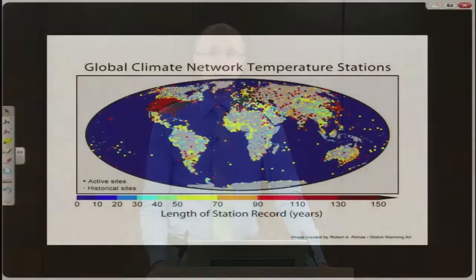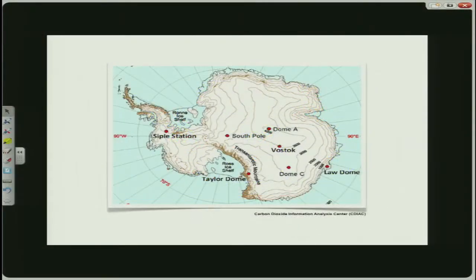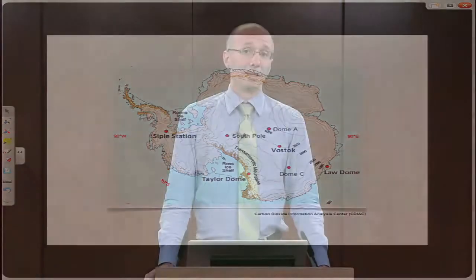What if we wanted data going back further? Where could we look? Well, one place we can look is ice. So this map of Antarctica shows several places in Antarctica where ice cores have been drilled to look at what the temperature of Earth was going back hundreds of thousands of years.